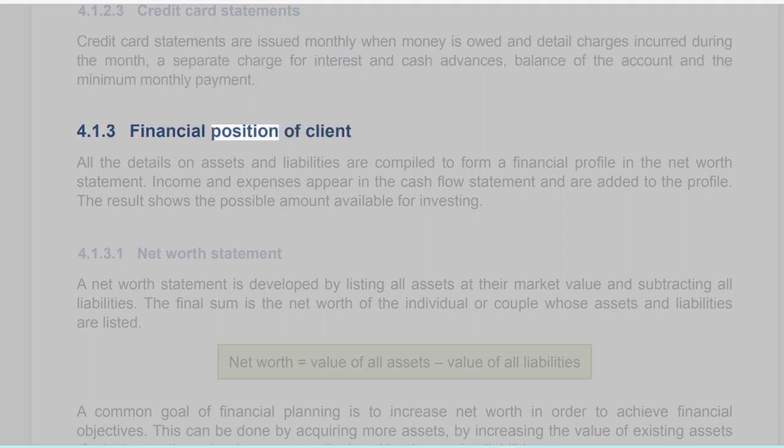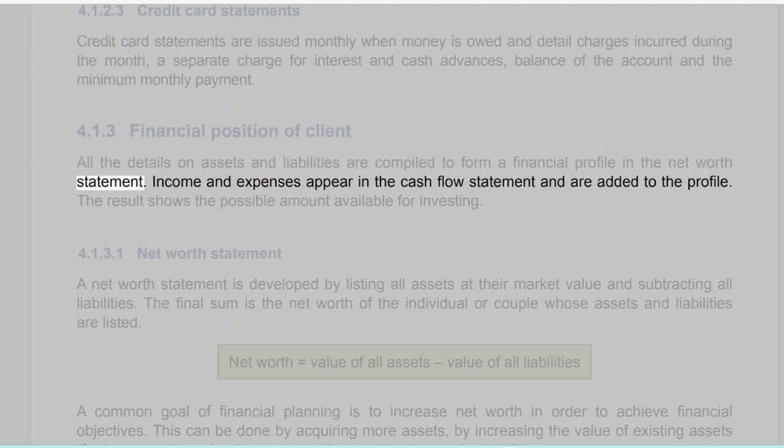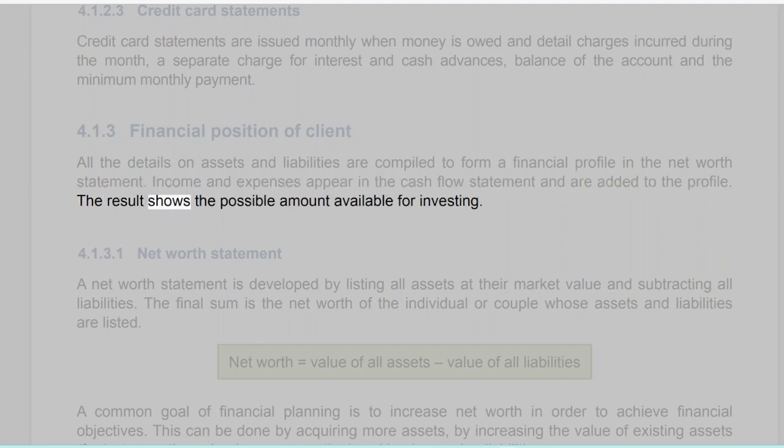1.3 Financial position of client. All the details on assets and liabilities are compiled to form a financial profile in the net worth statement. Income and expenses appear in the cash flow statement and are added to the profile. The result shows the possible amount available for investing.